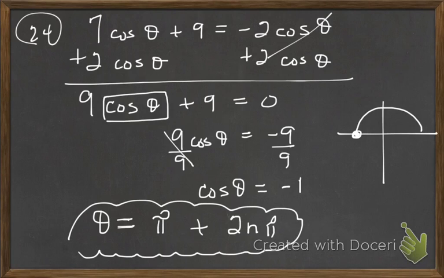Sometimes you'll have 2 angles, sometimes you will not. If the angle appears on one of your axes, then you won't have more than one angle. You'll just have one angle there. Again, sine and cosine have a period of 2 pi, that's why you put plus 2n pi.